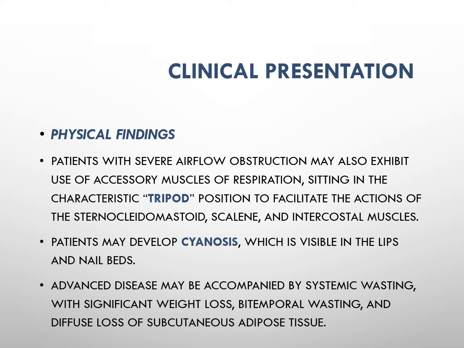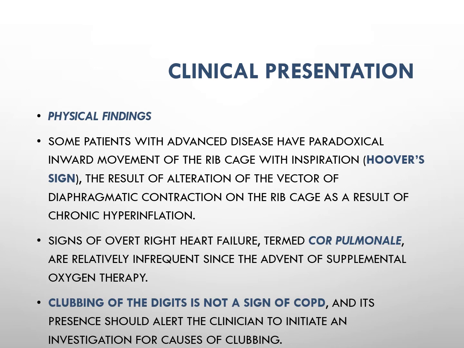Advanced disease may be accompanied by systemic wasting with significant weight loss, bitemporal wasting, and diffuse loss of subcutaneous adipose tissue. Some patients with advanced disease have paradoxical inward movement of the rib cage with inspiration, Hoover's sign, the result of alteration of the vector of diaphragmatic contraction of the rib cage as a result of chronic hyperinflation. Signs of overt right heart failure, termed cor pulmonale, are relatively infrequent since the advent of supplemental oxygen therapy. Clubbing of the digits is not a sign of COPD, and its presence should alert the clinician to initiate an investigation for causes of clubbing.